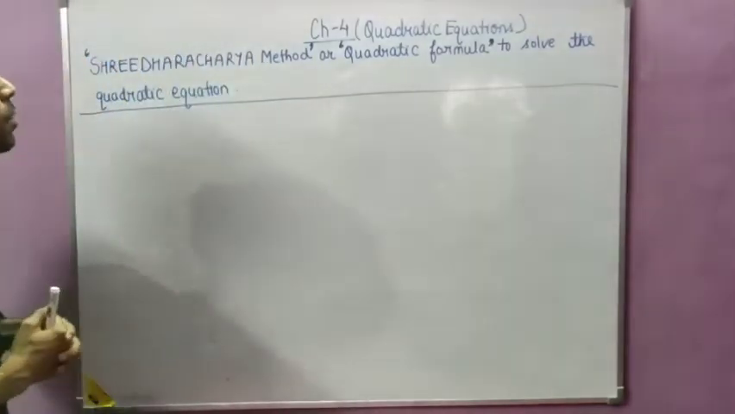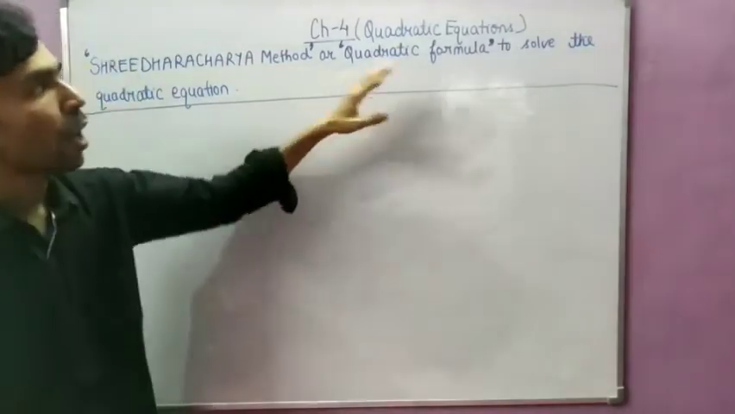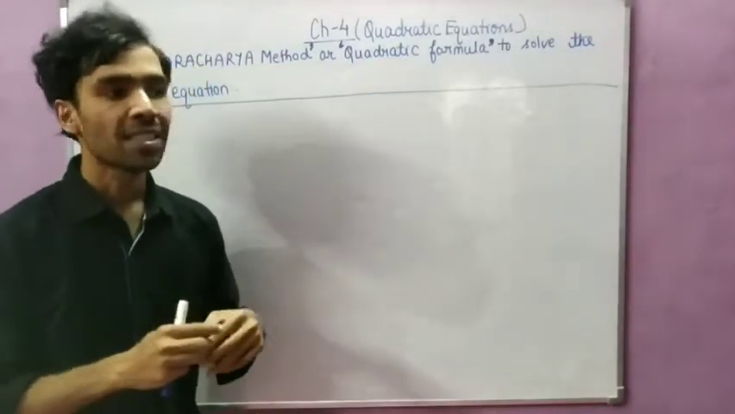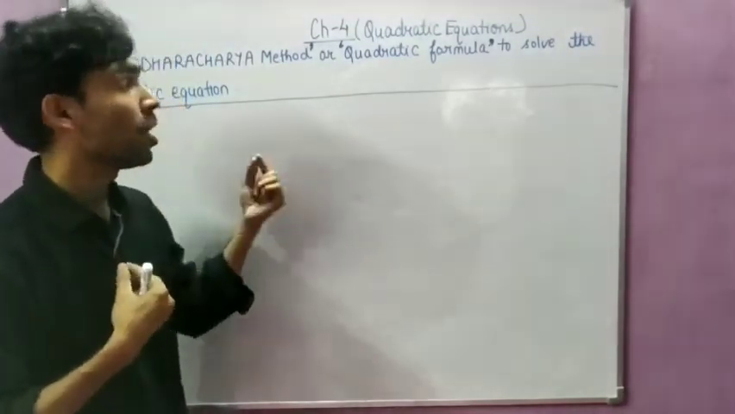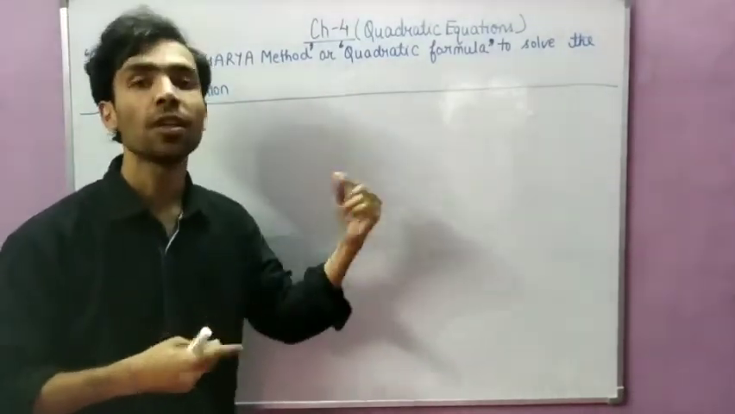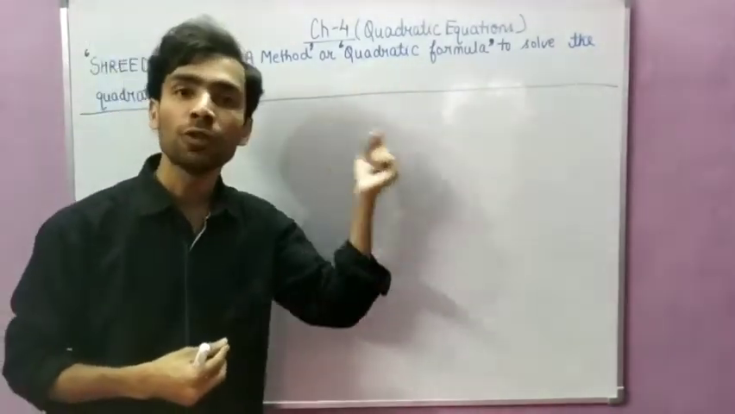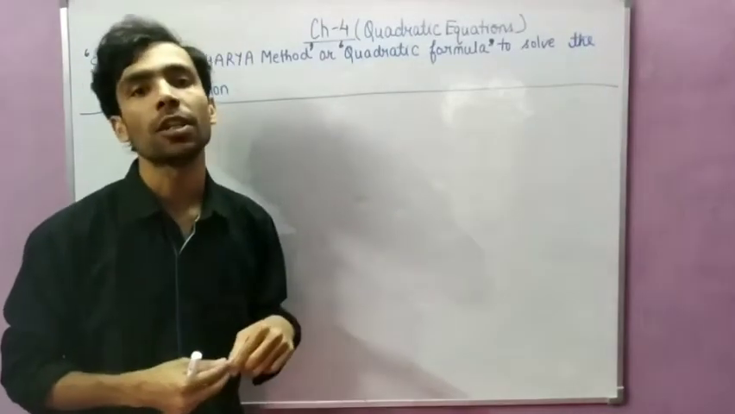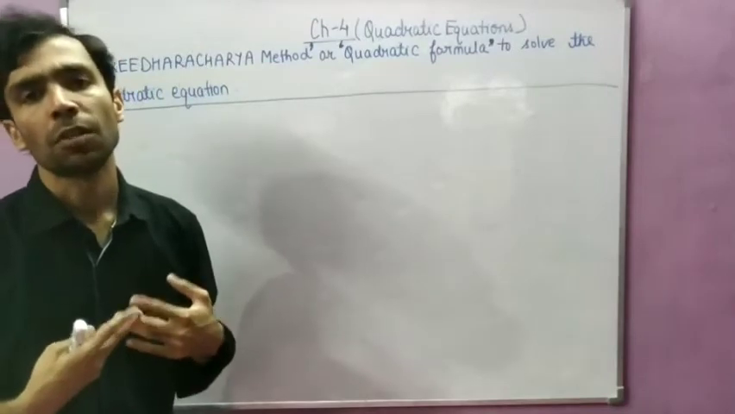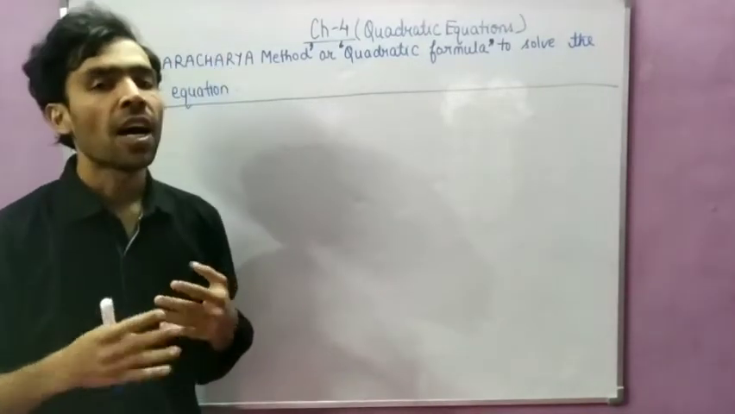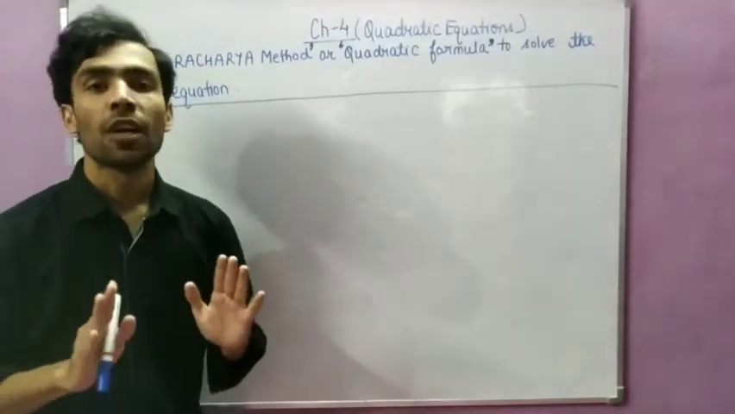And what is the name of the method? Sridharacharya method, or quadratic formula. This formula is given by Sridharacharya, that's why it is also known as the Sridharacharya method or quadratic formula. And why is it used? It is used to find the roots of a quadratic equation. Roots of the quadratic equation or the solution of the quadratic equation, both are the same. Roots are nothing but the value of the variable, and solution is also nothing but the value of the variable.